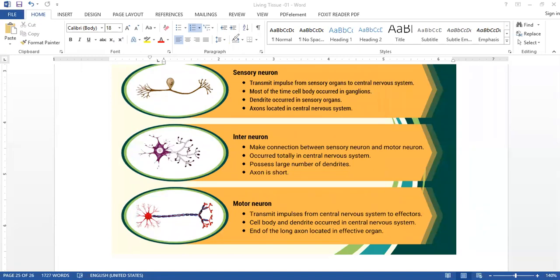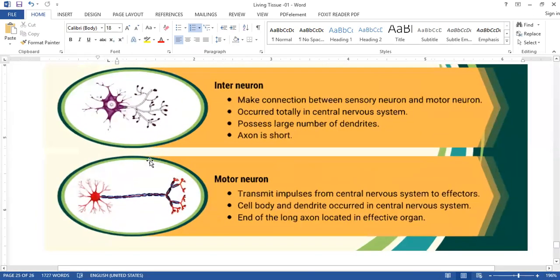Second one, if you look at the picture of the interneuron, the second picture is the interneuron. It is like the intercalary muscles you may have studied, or the intercalary meristematic tissue, you know that. It occurs totally in the central nervous system, which means all these neuron parts, it could be the dendrites or the dendrons.